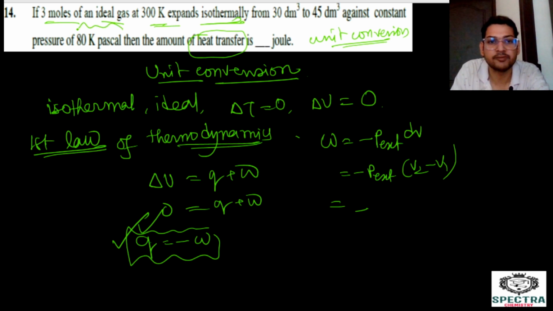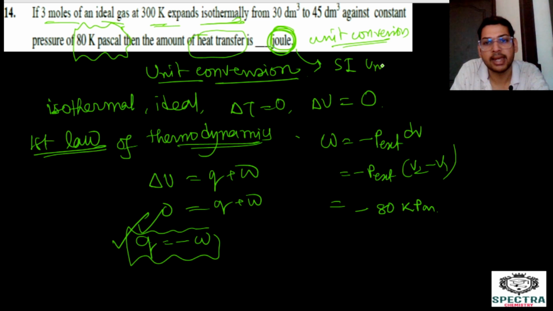Yes, P external is given. It's 80 kilopascal. And sir, just check that they want the heat in joule unit. That means they want it in SI unit.